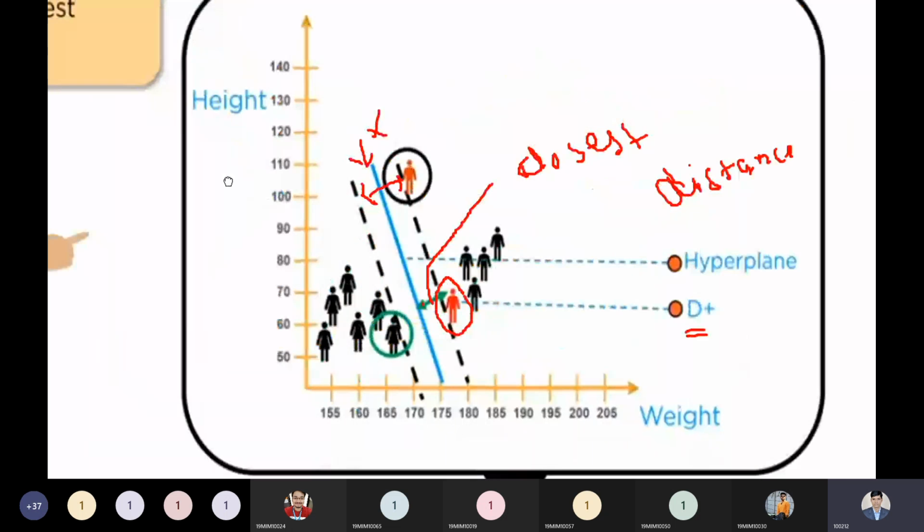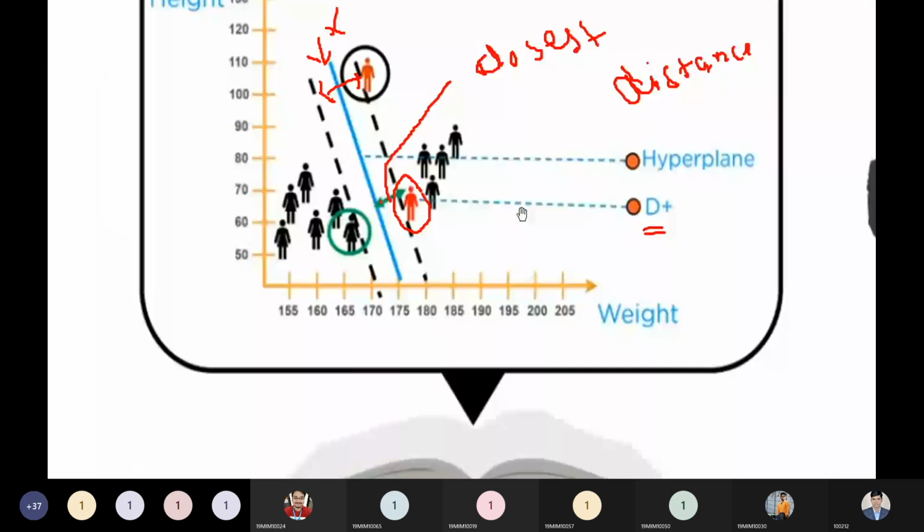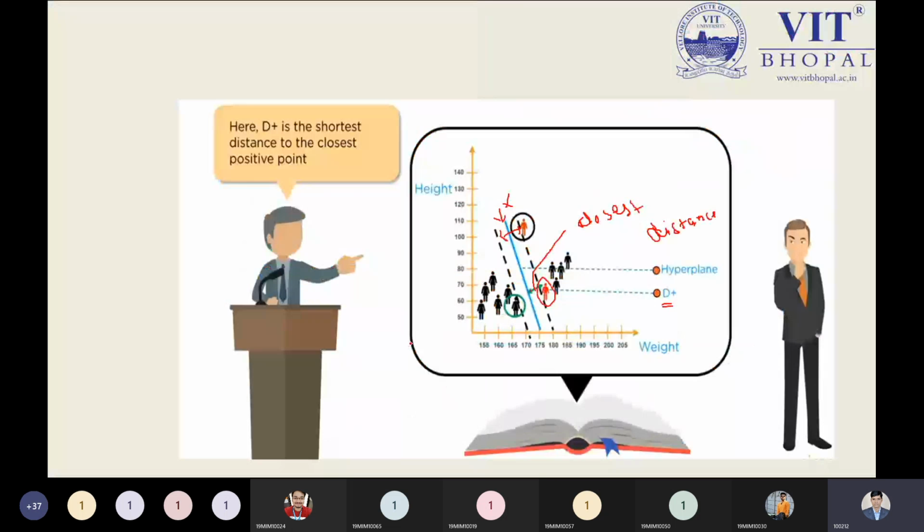And after understanding this point, I mean to say over here, D plus is the shortest distance to the closest positive point. Okay, so you can observe over here. Now is this clear to all right now? Tell me, is it clear? Yes, sir. So this distance is covering the closest distance.